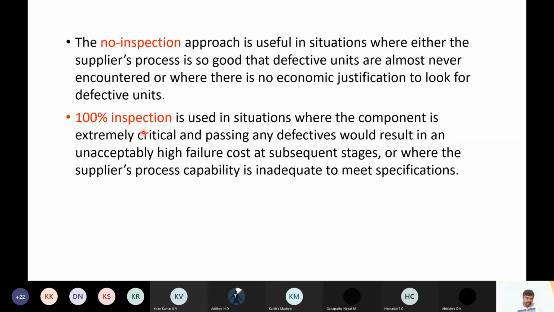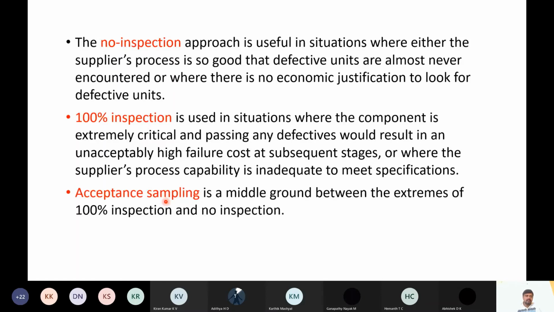Next, acceptance sampling. Here, no inspection and 100% inspection are both extremes in their own way. In between is acceptance sampling, where you are inspecting, but you are not inspecting all the units manufactured. You are inspecting only a few. You pick a few randomly and perform evaluation, and we make a decision based on that. Acceptance sampling is a middle ground between the extremes of 100% inspection and no inspection.